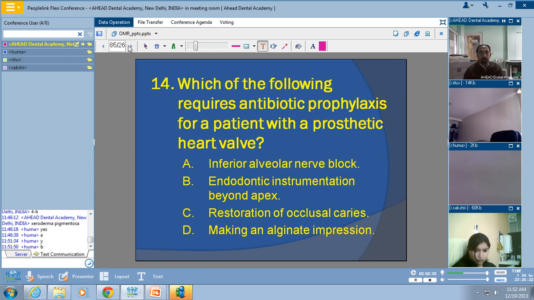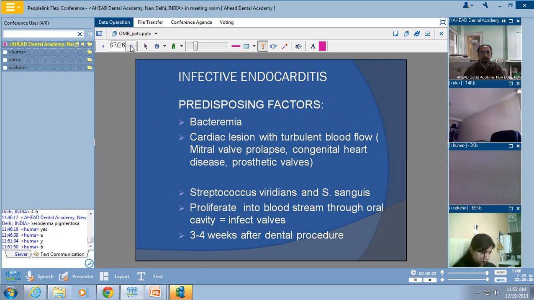Infective endocarditis. I am just giving a very short precursor. What are the MCQs all? I will just be discussing that. Well, as you can very well see, it's an example of a bacteremia. It's a cardiac lesion with a turbulent blood flow and Streptococcus viridans.